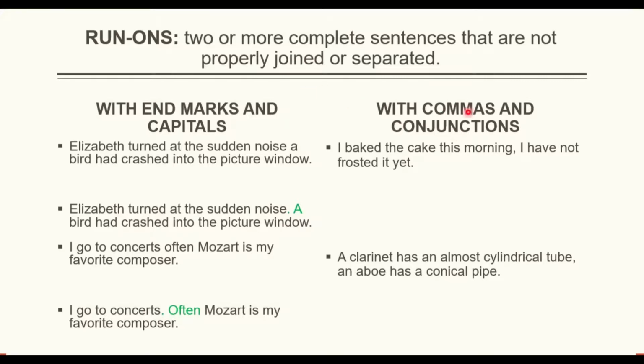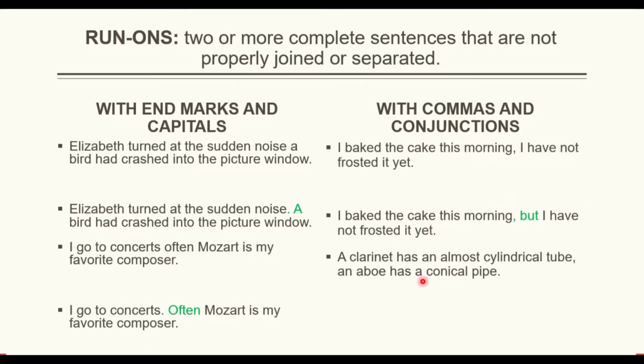On the other hand, we have run-ons with commas and conjunctions. I baked the cake this morning, I have not frosted it yet. Why is this incorrect? Listen. After a comma, I need a conjunction, at least to use a comma. Otherwise, I need a period. The best way to do this is to say I baked the cake this morning, but I have not frosted it yet. Or just write a period and say I have not frosted it yet.